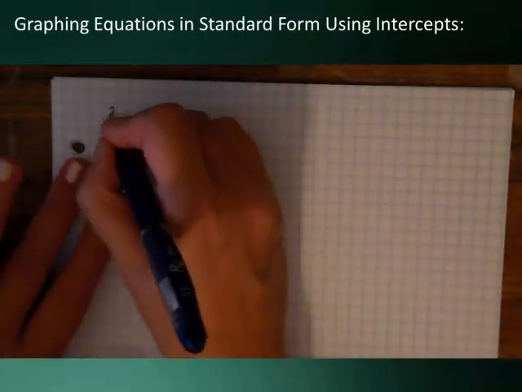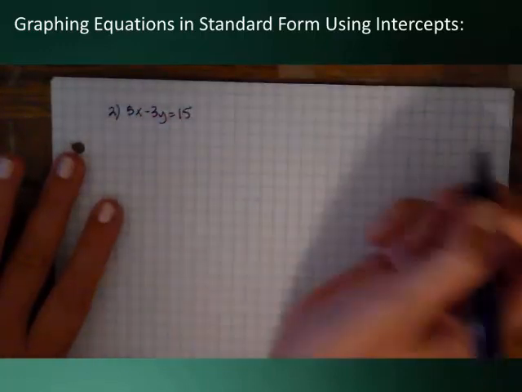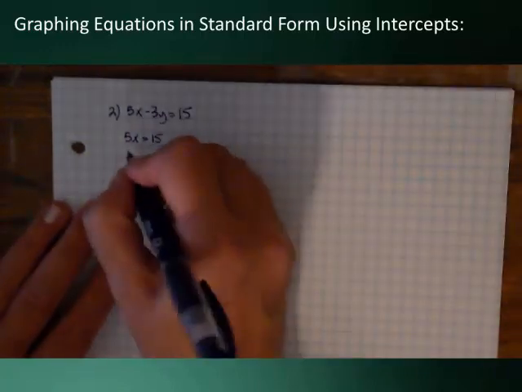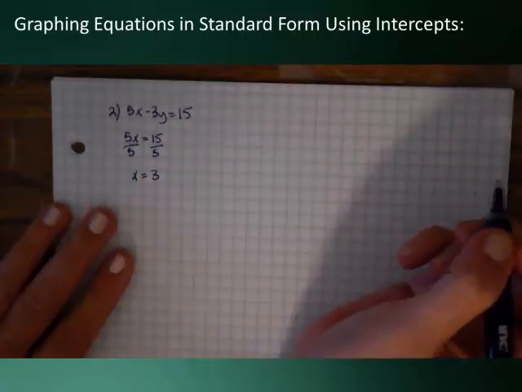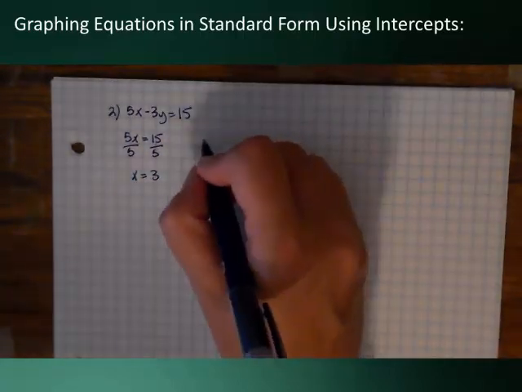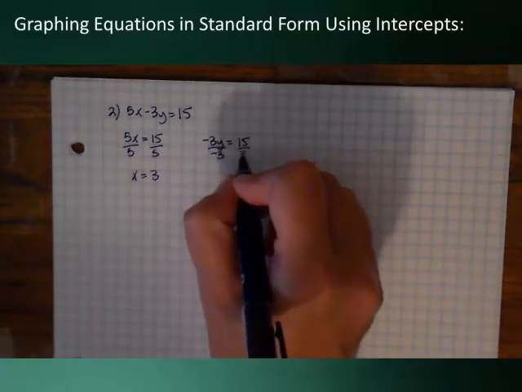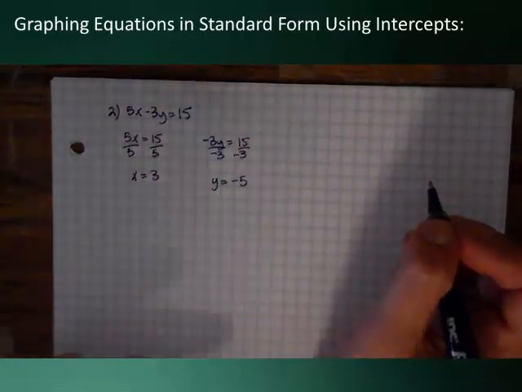Okay, let's try 5x minus 3y is equal to 15. I'll set my 5x equal to 15 and solve for x, and then I get x equals 3. I set my negative 3y equal to 15 and I solve for y, and I get y is equal to negative 5.